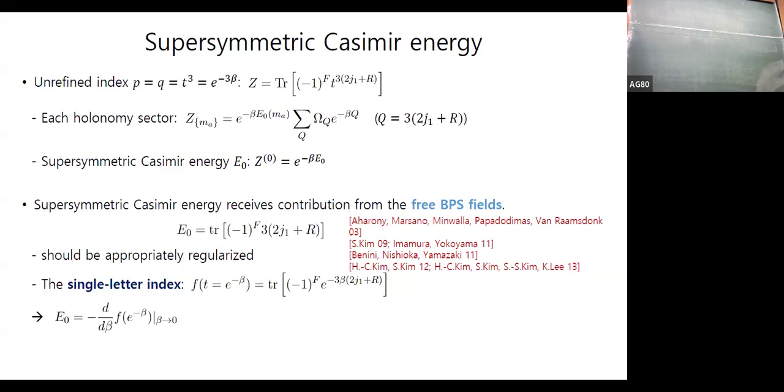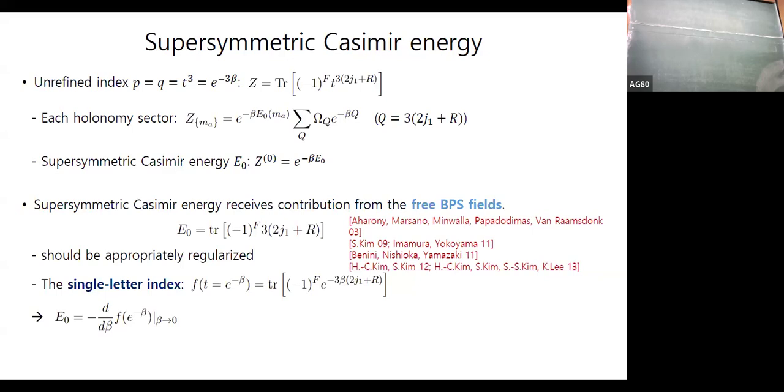And this supersymmetric Casimir energy is analogous to the Casimir energy, but it is just the index version, meaning boson minus fermion. So they receive contributions from the free oscillators which satisfy the BPS condition, and given as this. This is the charge we are counting. And obviously they will be divergent if you just sum over all of them, so it should be appropriately regularized.